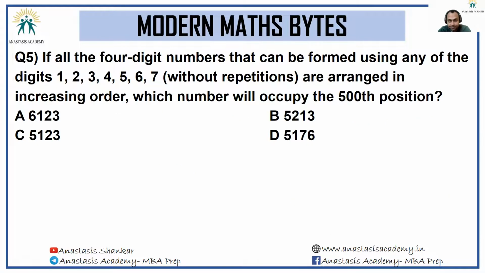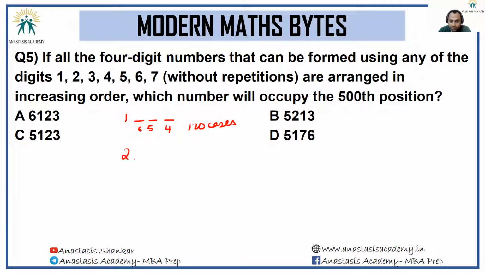Okay. Next, if all 4-digit numbers that can be formed using any of the digits 1, 2, 3, 4, 5, 6, 7 without repetitions are arranged in increasing order, which number will occupy the 500th position? Okay, let's start. First number, we'll start with 1. And now I have 6 digits left. So 6 into 5 into 4. So I get 120 cases here.